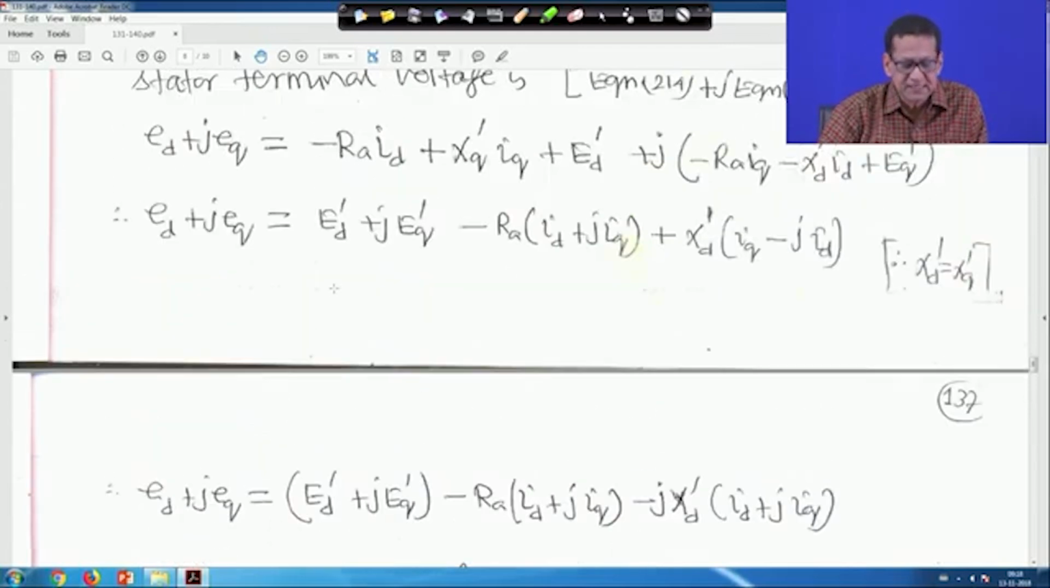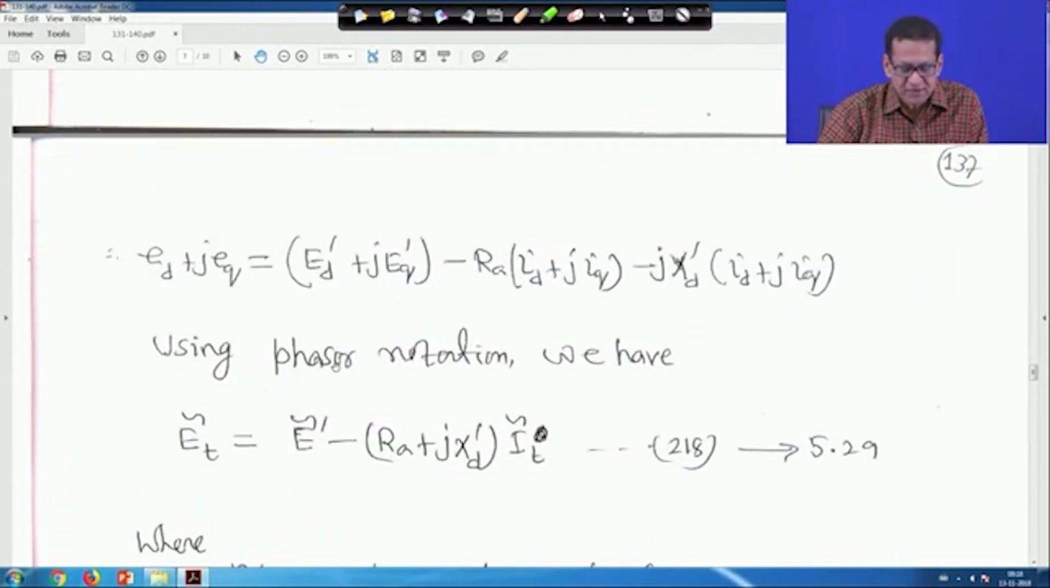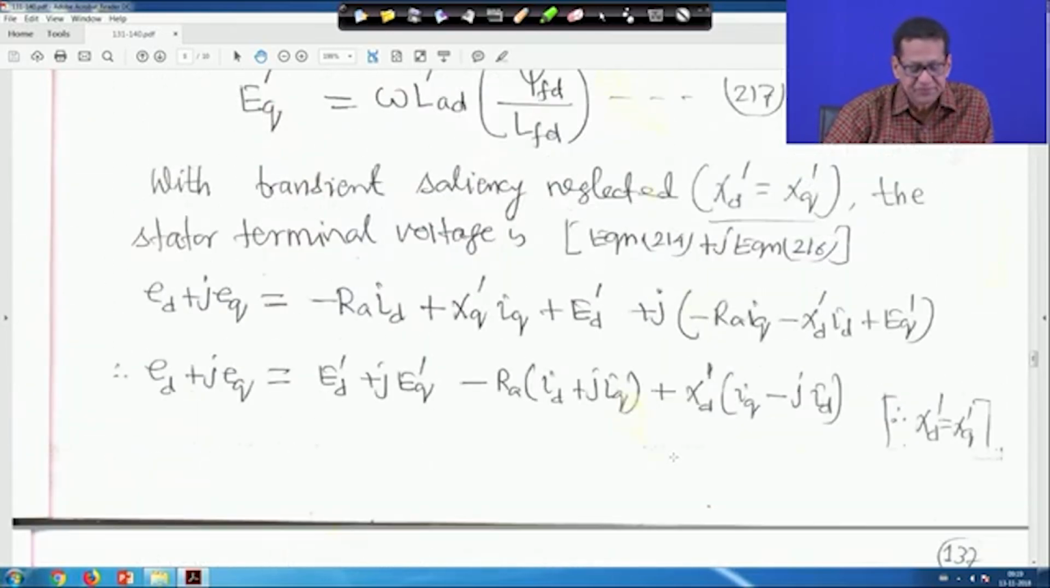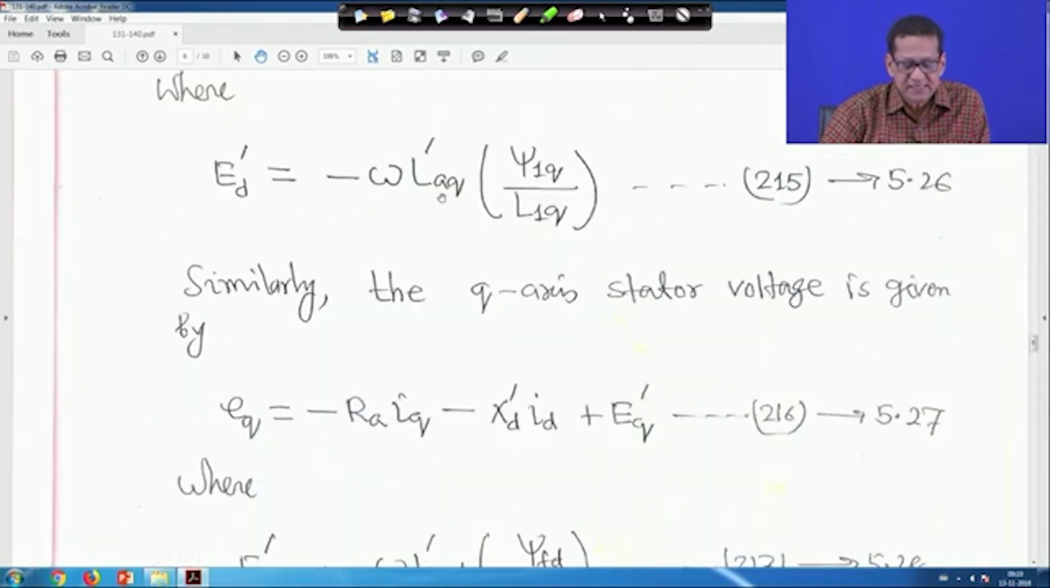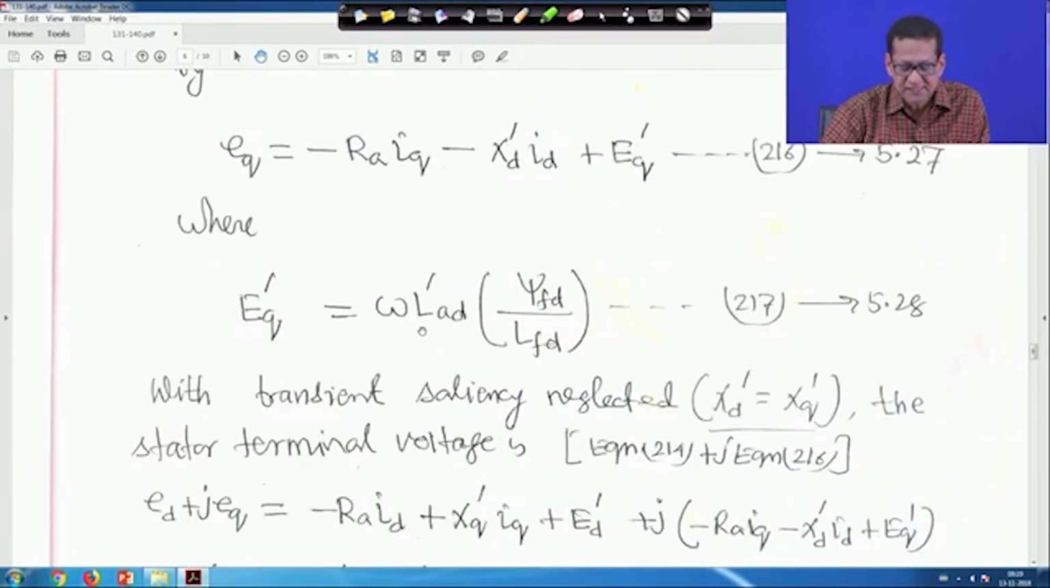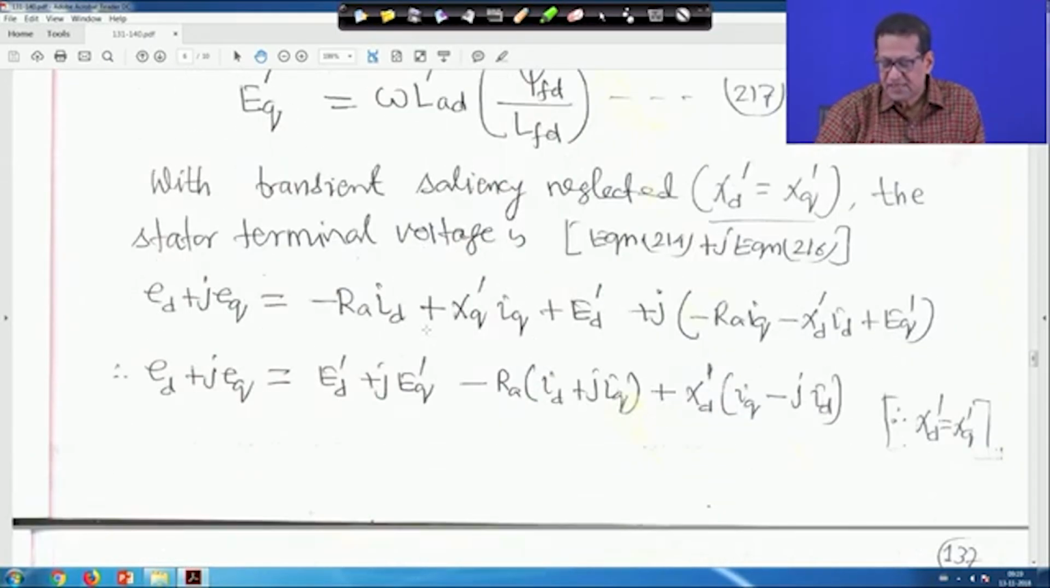Using phasor notation, we have E t tilde is equal to E dash tilde minus R A plus j x d dash I t tilde. This is equation 218. So, this equation represents E d plus j E q equal to E d dash plus j E q dash minus R A I d plus j I q, and plus x d dash I q minus I d, where E d dash and E q dash are defined like this. And x d dash is equal to x q dash, which we have assumed.